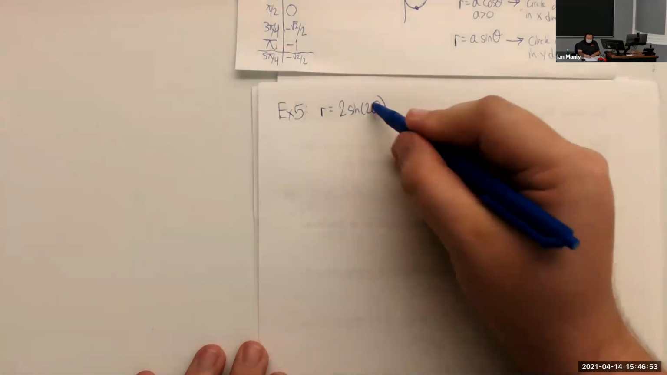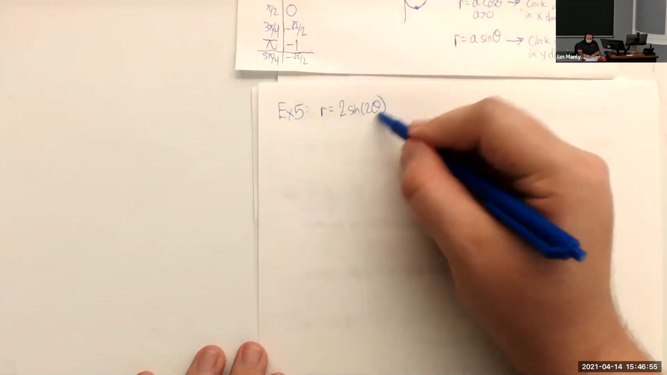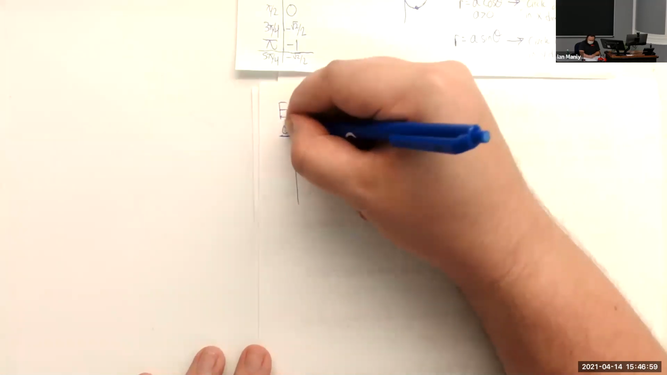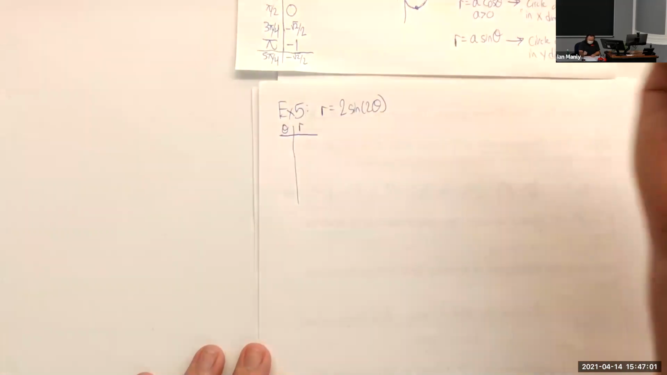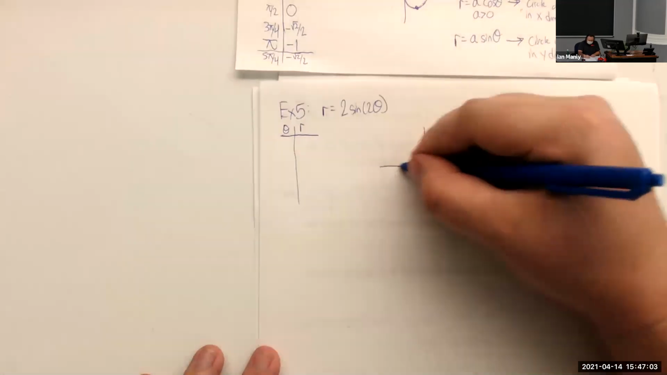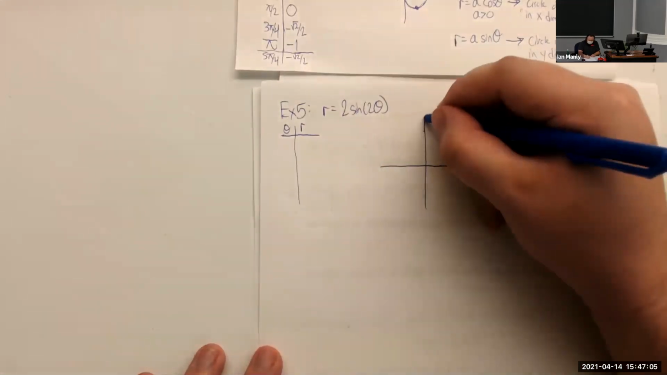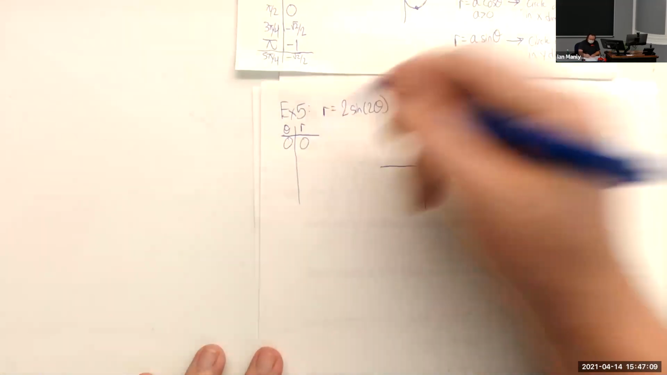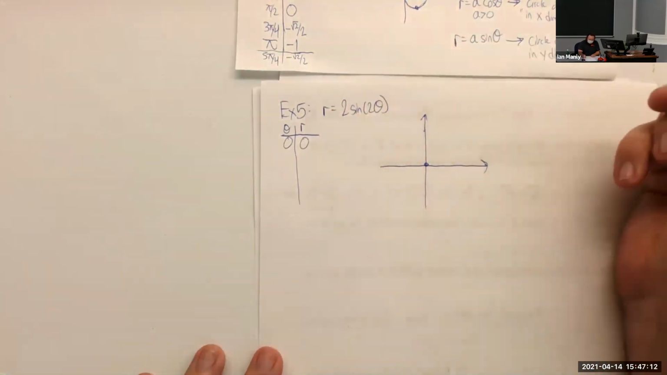So this one's a little bit different because we have a coefficient on the inside of our argument here. Okay, so let's go by pi over 4s again. I think that worked pretty well last time. Let's give it another shot. All right, so we have 0. Sine of 0 is 0. So we start at the origin right here.